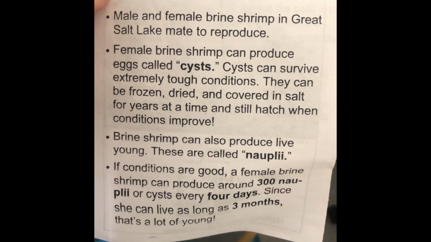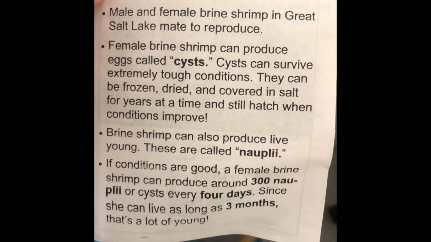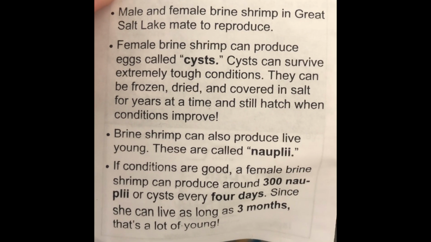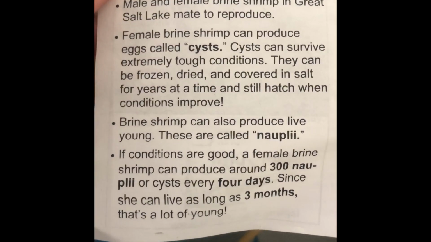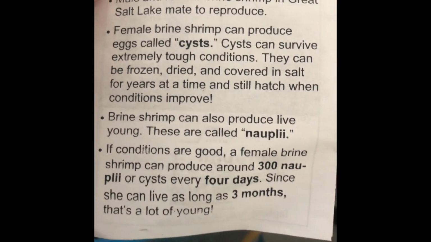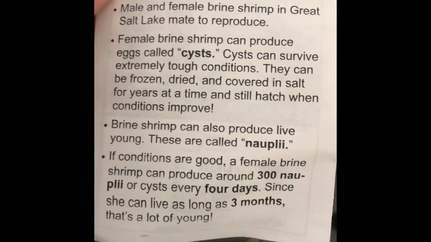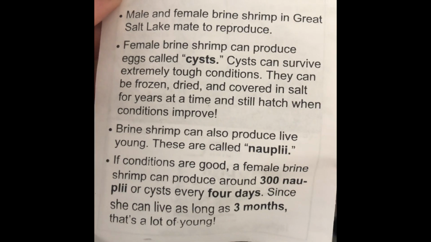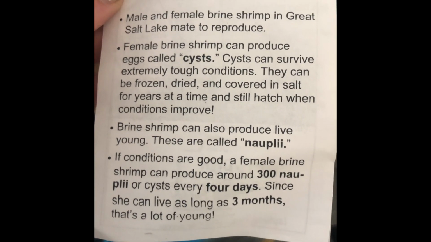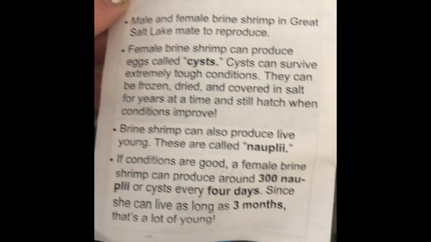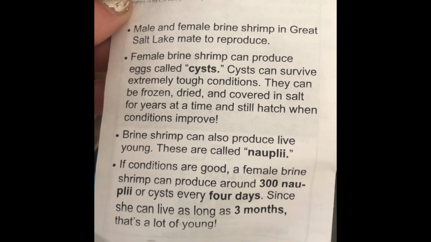Okay, female brine shrimp can produce eggs called cysts. Cysts can survive, we just learned that, extremely tough conditions. They can be frozen, dried, and covered in salt for years at a time and hatch when conditions improve. Brine shrimp also produce live young. These are called nauplii. If conditions are good, a female brine shrimp can produce around 300 nauplii or cysts every 4 days. Since she can live as long as 3 months, that's a lot of young.